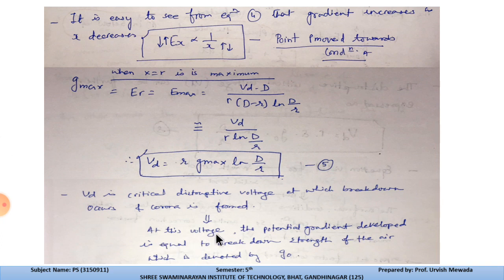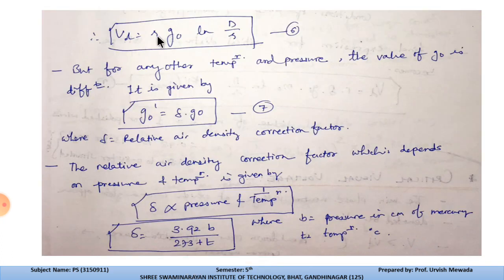At this voltage the potential gradient developed is equal to the breakdown strength, which means that when the breakdown strength is more compared to the potential gradient, charges transfer from one point to another. So the air is ionized, and this is denoted by G0. So again G max is replaced with G0, at which the potential gradient is created. So Vd is equal to r into G0 ln d by r.